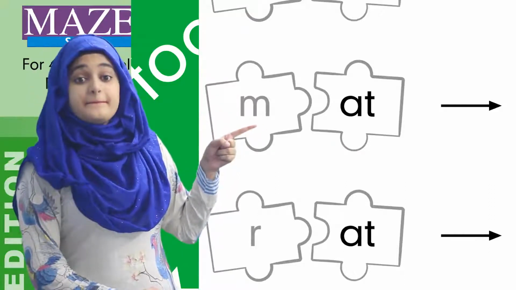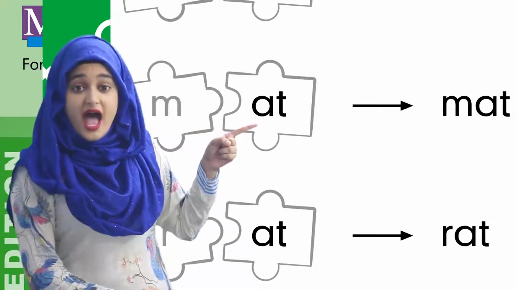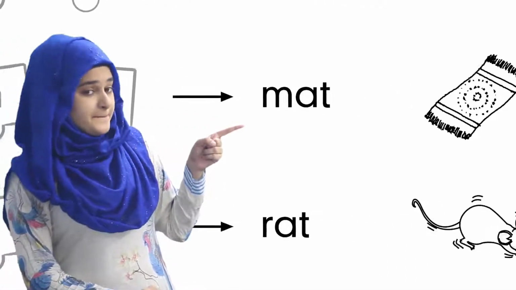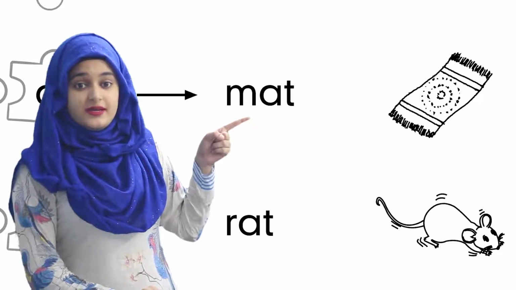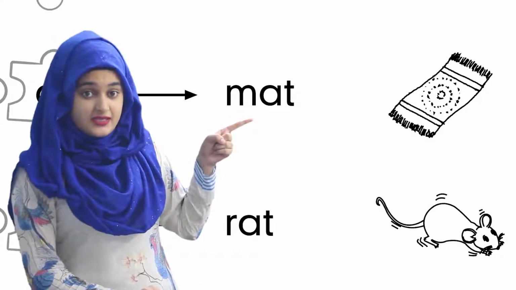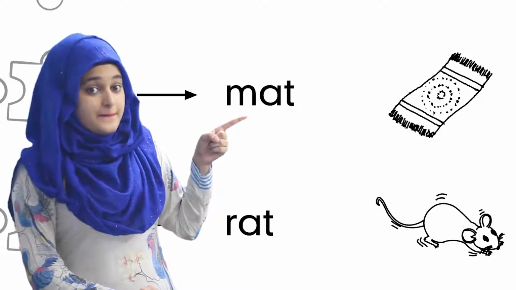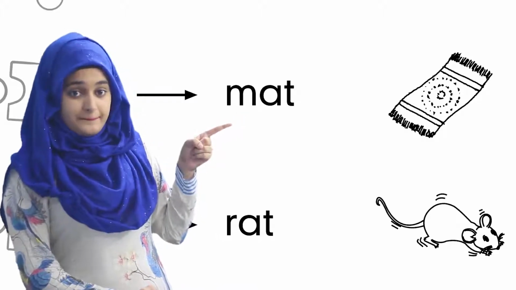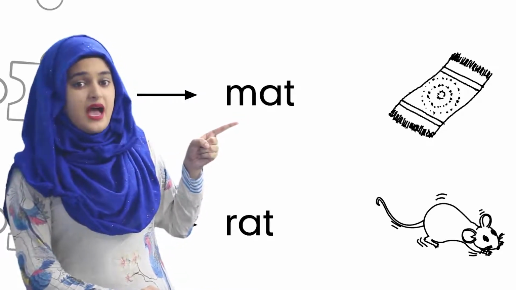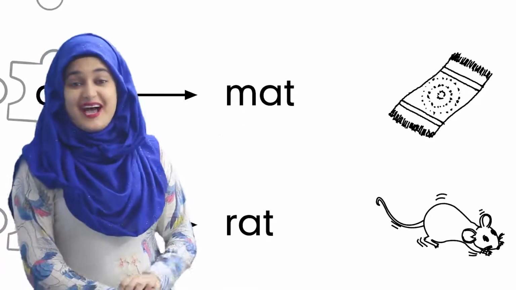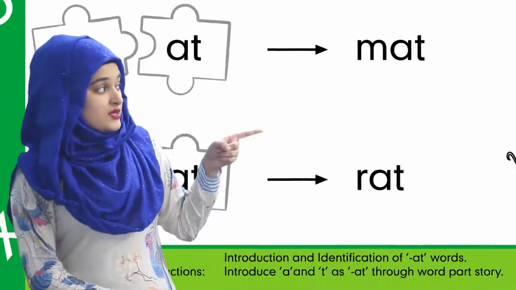Now, next is this. This is m, and this is at. Now, when m meets with at, they make mat. M, at, mat. Repeat after me. M, at, mat. Amazing.